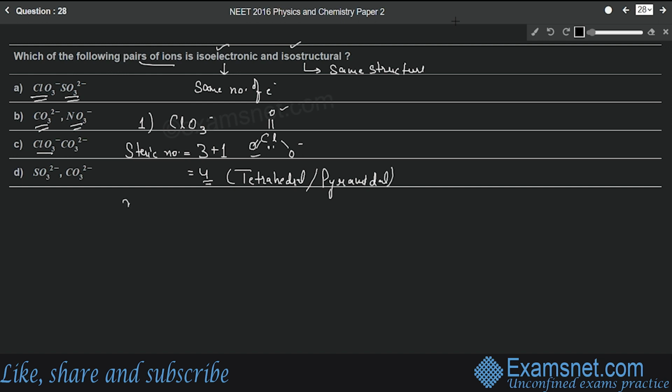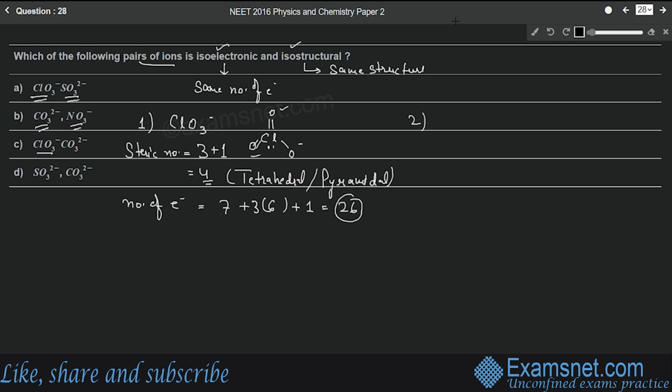Now we'll find the number of electrons as well, because we have to compare the number of electrons. How many valence electrons in chlorine? Total 7 valence electrons, plus each oxygen has 6 valence electrons, and there are 3 oxygens, so 3 into 6, plus one negative charge, so one more electron. The total number of electrons will come out to be 26, right? Similarly, we'll find the steric number and number of electrons for the other species as well.